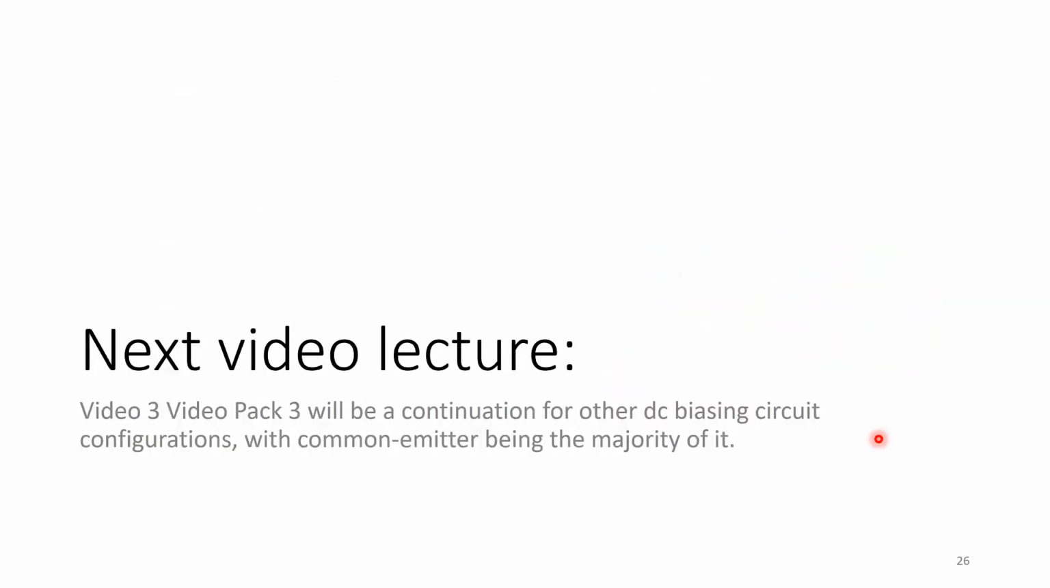We're done with the fixed bias configuration. Do attempt the tutorials that your lecturers would have given you over the Google Classroom sessions. In the next video lecture, we will cover video pack 3, which will still be on DC biasing circuits, but it will be a continuation for other DC biasing circuits, not fixed bias configurations, with common emitter being the majority of it.